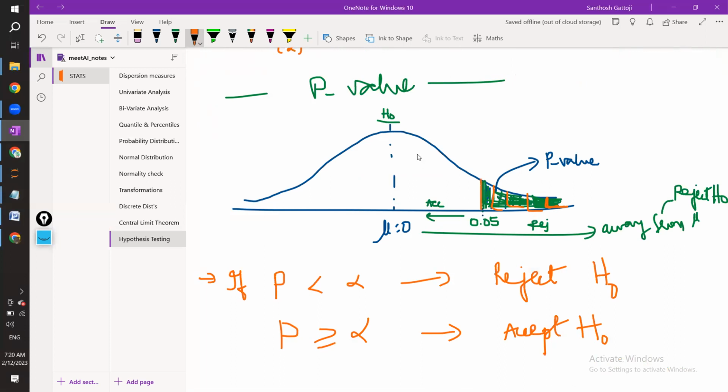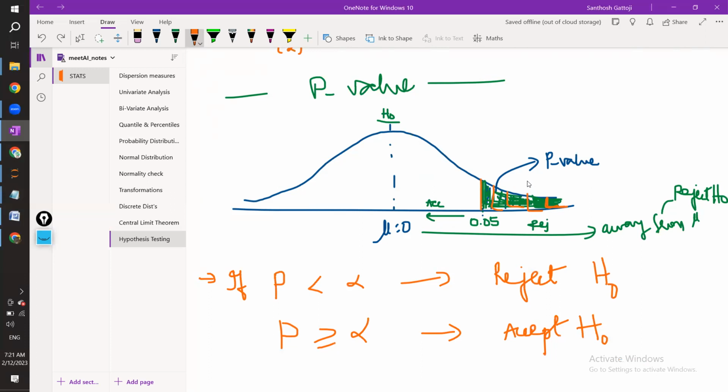So if the area is increasing, let's say the area is this much, all this area, that means there is so much probability for the null hypothesis being true. That means you should accept the null hypothesis. So in other words, it's like an acceptance region. Okay, Santosh, got it? Clear, guys?